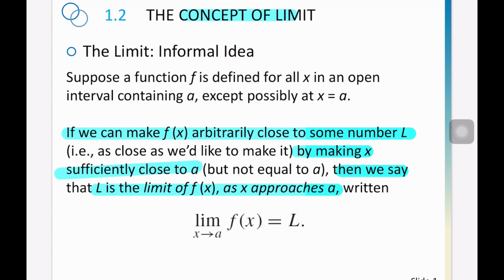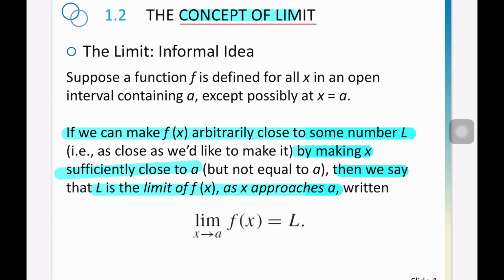Hello everyone, it's Muad with you again, and today we're going to start with Calculus 1. The first topic that we're going to discuss is limit and continuity. We're going to start with the concept of limit.